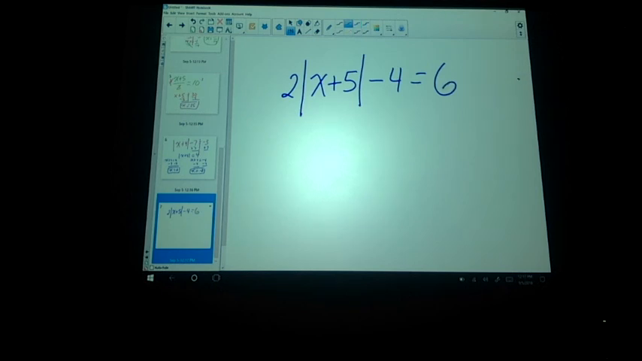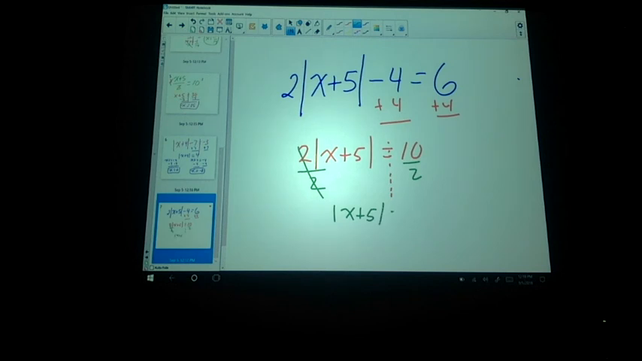So I want to start working this problem. First thing I would do is I'd probably add the 4 to both sides. What then do you think I should do? That 2 is not outside parentheses. That 2 is outside the absolute value sign. So I can't distribute it over. So what can I do to move it over? Yeah. Divide each side by 2. So let's cancel. And that leaves you the x plus 5 equals 5.